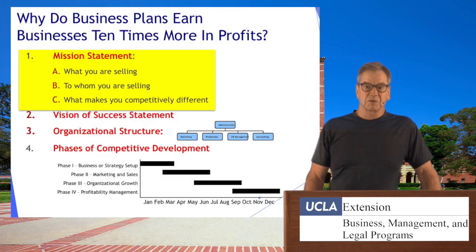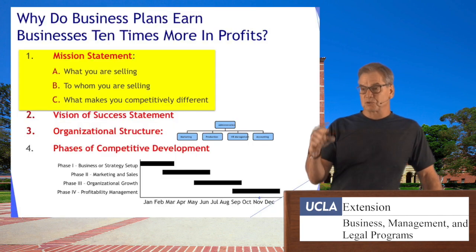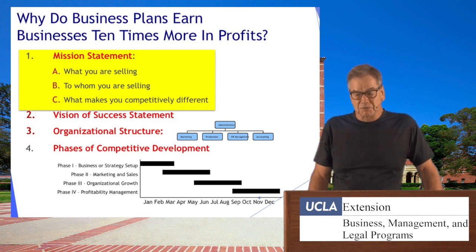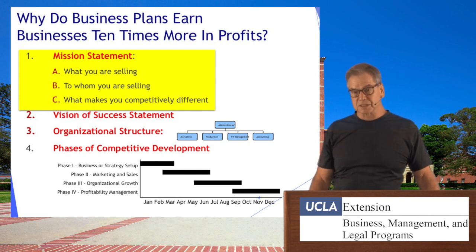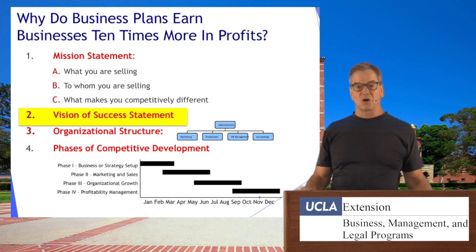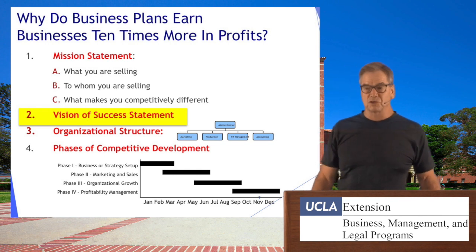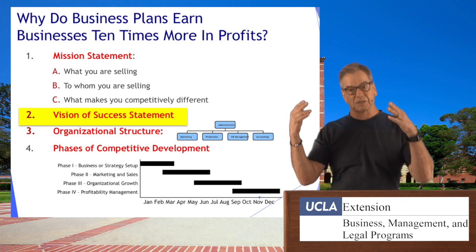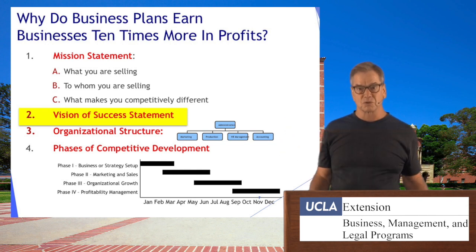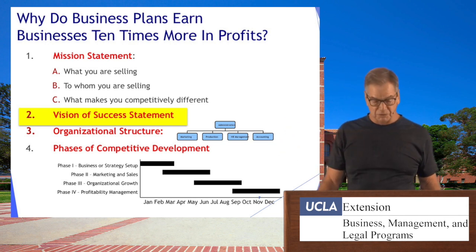One, they've developed a mission statement. They've established what they're selling, to whom they're selling, and what makes them competitively different, and they treat that like a law, so they can tap the power of being consistent. Second, they've developed a vision of success statement. They have said these are the market opportunities that we're pursuing. Our goal in 3 to 5 years is to achieve this percent of market share or revenue or employees or business size in some kind of way.